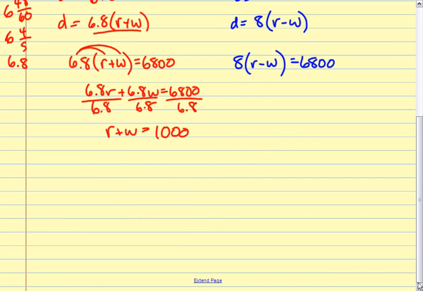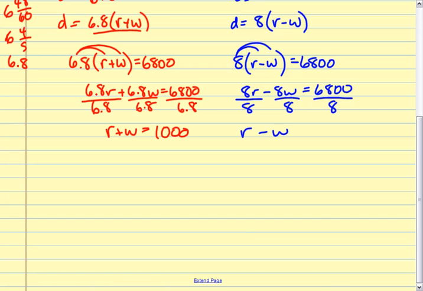I'm going to extend the page a bit. 8R minus 8W is equal to 6,800. I'm going to divide everything by 8. I can do that. Now R minus W is equal to 8 goes into 68 8 times with 4 left over. Then it goes into 45 times, so 850.